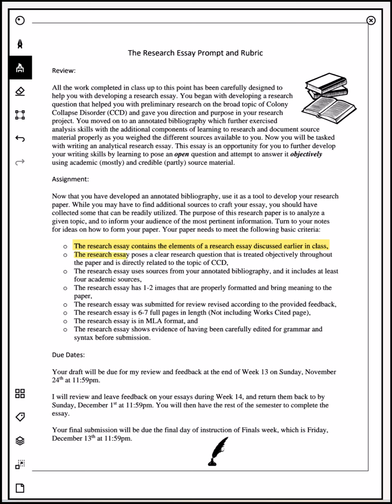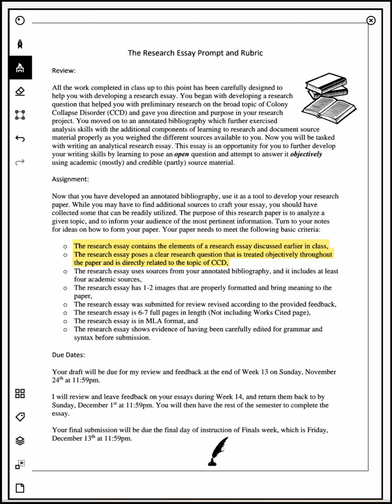The research essay proposes a clear research question and is treated objectively throughout the paper and directly related to the topic of colony collapse disorder. So obviously, I would prefer that everybody develop the research question that was approved, and that's what I'm looking for, and the research question that I gave you feedback on. And we want to look objectively throughout the paper about colony collapse disorder.